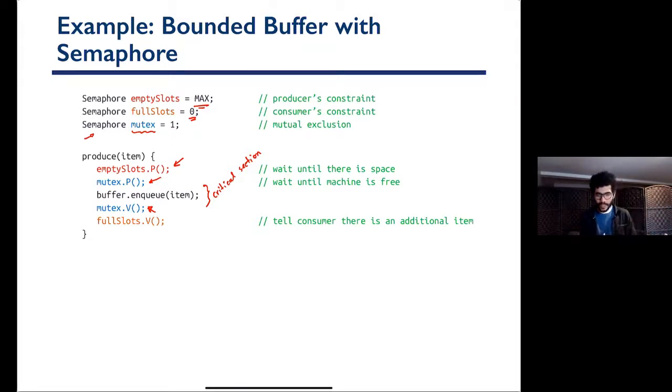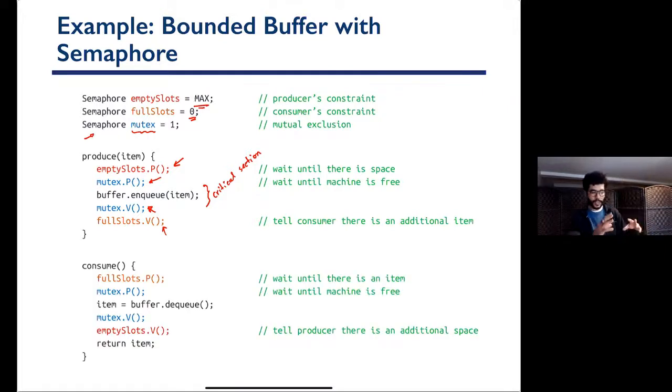Now, once I'm done, I want to signal the consumers, if there are any, to tell them that there is an item. So I use the full slot.V to signal potential consumers that are waiting to go out and consume. Now there is an item. So I call full slot.V. If you go back to the slide, it's a signal that I'm sending to the consumers.